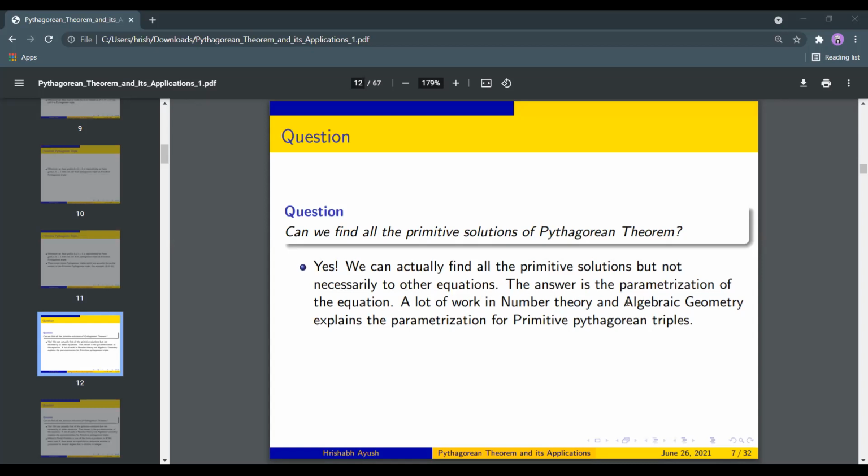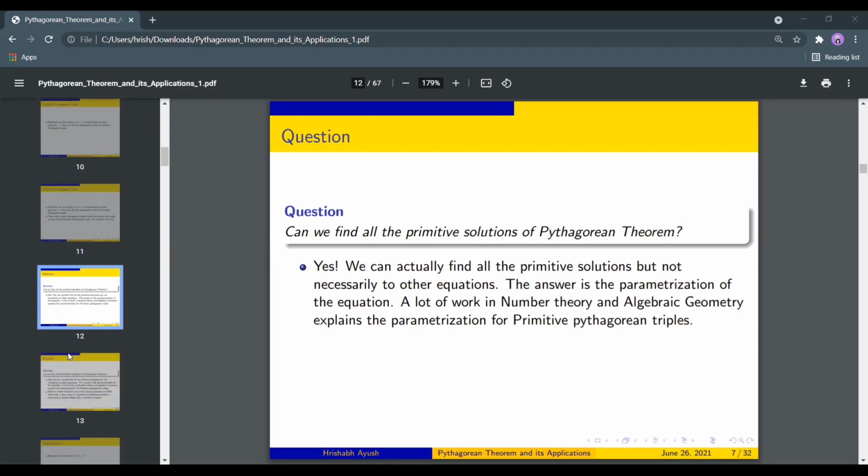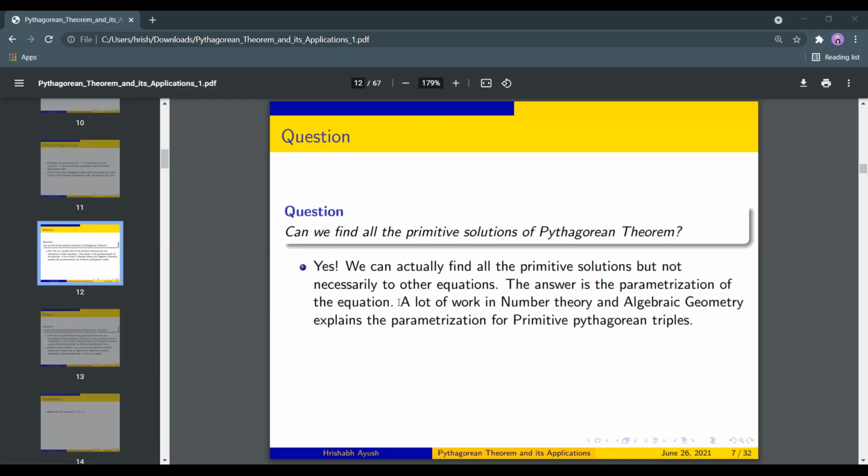We will not be going over algebraic geometry. It uses affine spaces and vector spaces, which are too advanced for the level of this talk. So we'll not be going over that. We'll be using the number theory version, and we'll be able to understand everything.